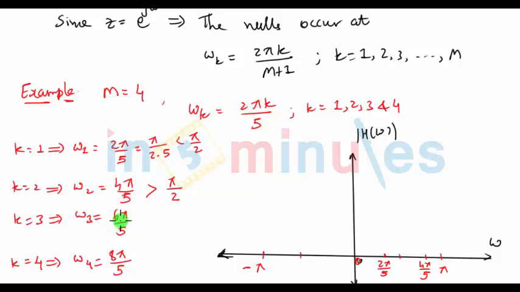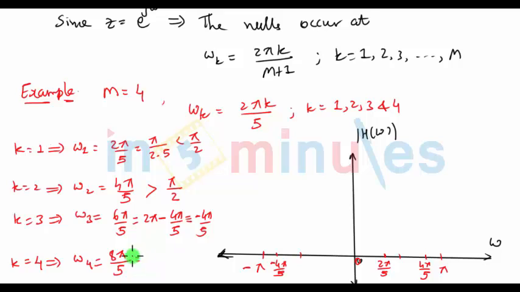Okay, now let's see where is the third null. Third null is at 6 pi by 5. Now 6 pi by 5, if you observe, is greater than pi. So I have to consider a value of omega which is in the range minus pi to plus pi. 6 pi by 5 can be written as 2 pi minus 4 pi by 5. You can verify, 2 pi minus 4 pi by 5 will be nothing but 5 2s are 10 pi minus 4 pi will be 6 pi upon 5. And this is equivalent to nothing but minus 4 pi by 5. So third null, that means omega 3, which is 6 pi by 5, is equivalent to minus 4 pi by 5, and minus 4 pi by 5 will be somewhere here.